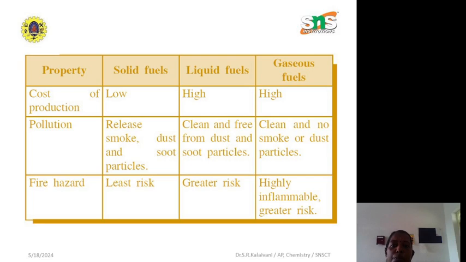Then cost of production: solid fuel low cost, liquid fuels and gaseous fuels high cost. Then pollution: solid fuels release a large amount of smoke and dust, so they easily produce air pollution. But liquid fuels and gaseous fuels are clean and free from dust and minute particles. Then fire hazards: solid fuels least risk, liquid fuels greater risk, gaseous fuels highest risk as they are highly inflammable.